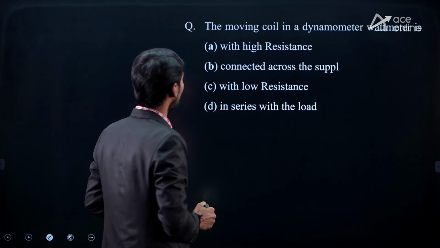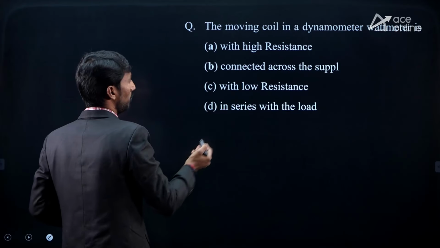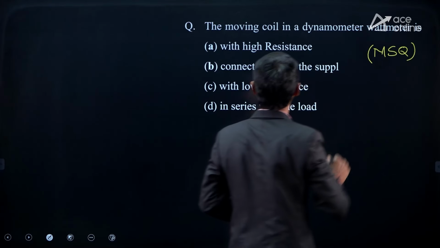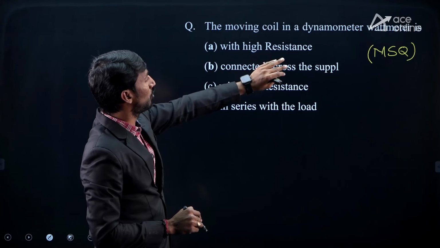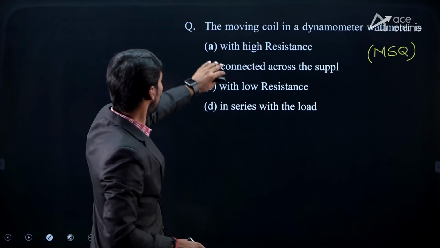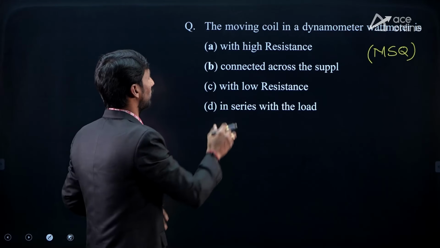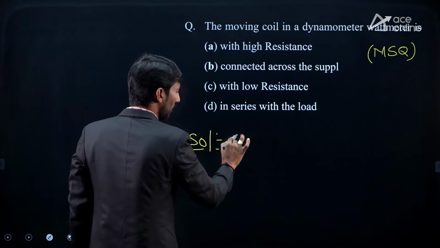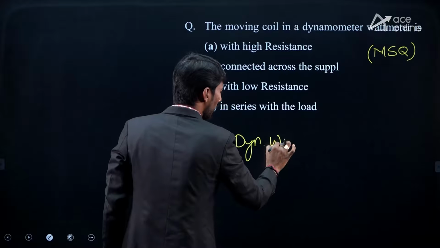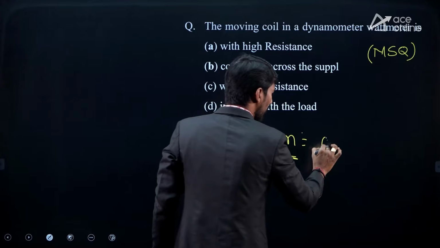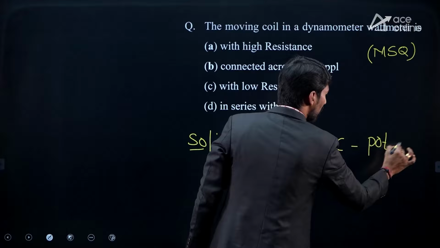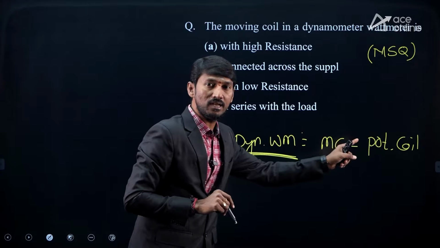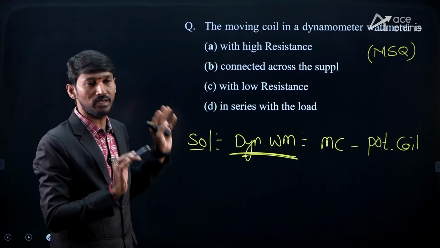Next question. It is also an MSQ model. The moving coil in a dynamometer wattmeter is dash. What is he asking? Sir, the moving coil in the dynamometer wattmeter is nothing but the potential coil. You need to recollect this. Moving coil is nothing but potential coil. Potential coil must be dash. That's what he is asking.